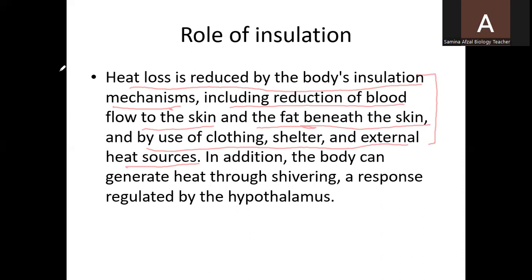In addition, the body can generate heat through shivering. When we shiver, our heat is generated, our response regulated by hypothalamus. Hypothalamus is the part of the forebrain which helps in maintaining the homeostasis of the body, or to maintain the constant environment.